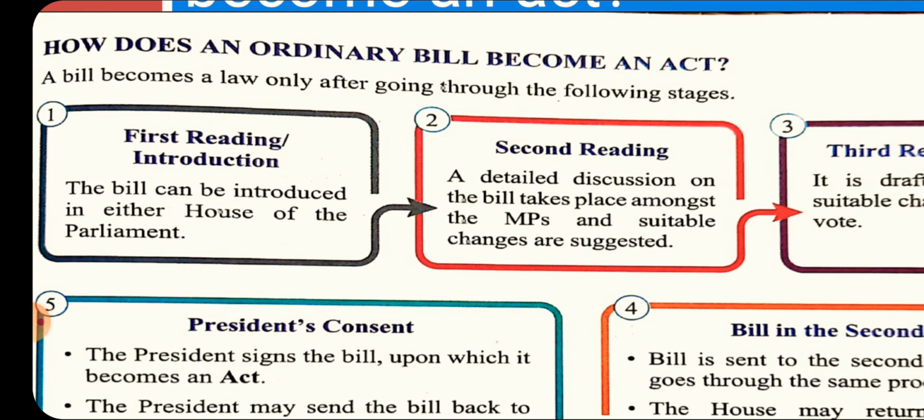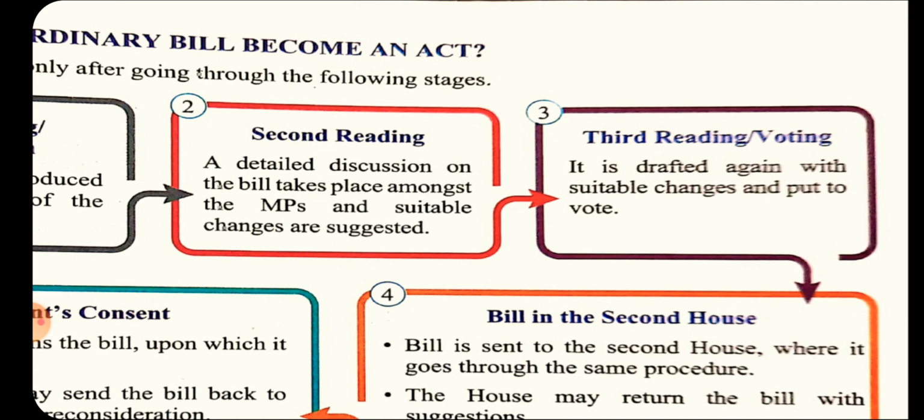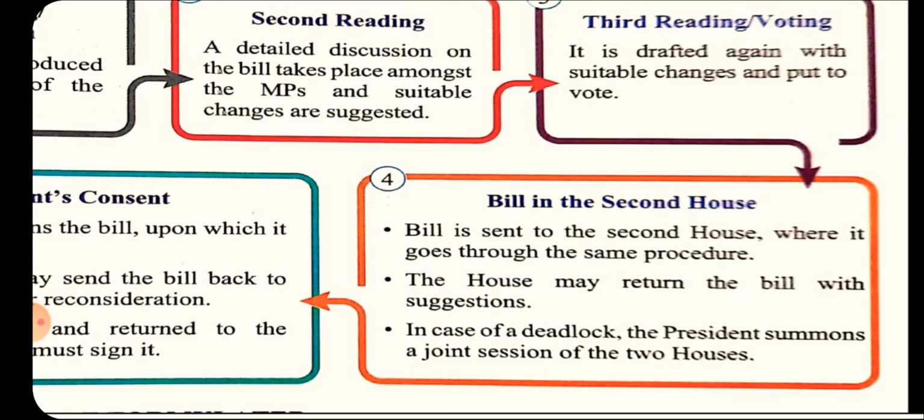Secondly, when the second reading is done, detailed discussions on the bill take place amongst the MPs and suitable changes are suggested. So this is done a second time. And then the third process is the voting, or you can say the third reading, where it is drafted again with suitable changes and put to vote. Then the voting is done, and then it is passed to the second house.